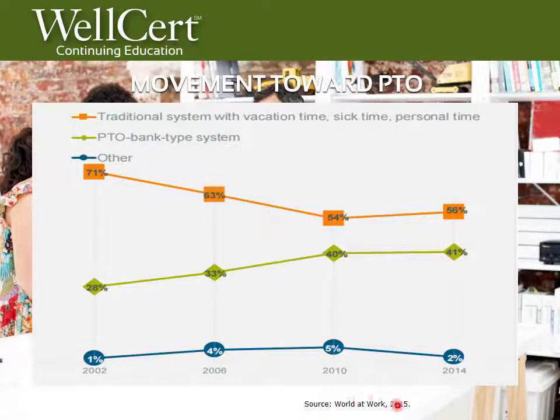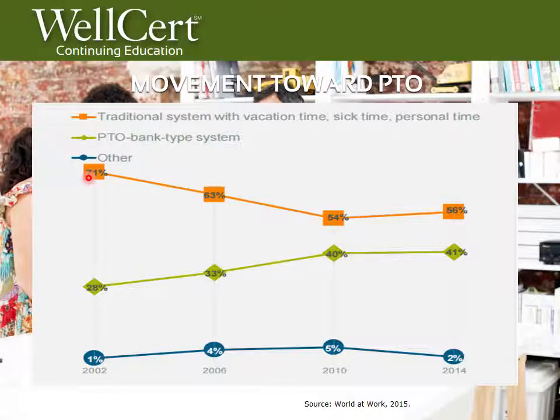This work was done and published in 2015, and what it shows is in 2002, 71% of the survey population had a designated traditional system with vacation time, sick leave, personal time, and those, by the way, can also include jury duty. They can have grievance leave where you are grieving a family loss. There may be something to do with adoption. There may be respite care for elders. So there's all kinds of different categorization in traditional leave systems.